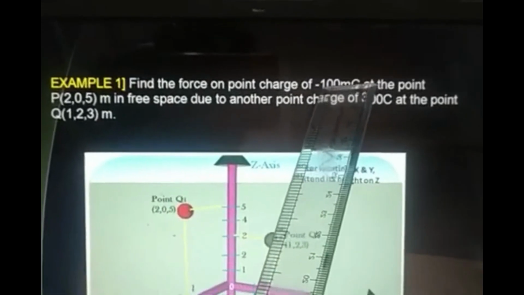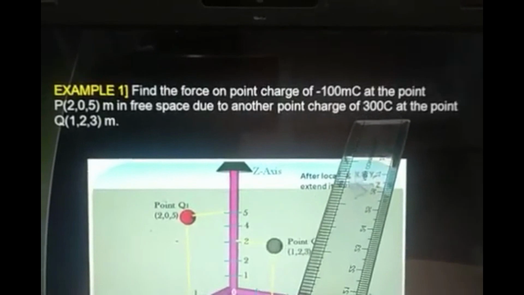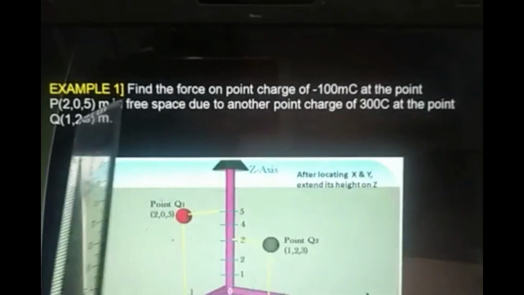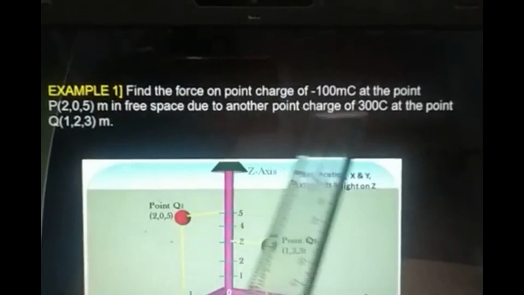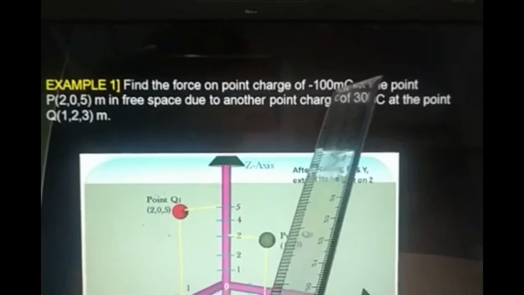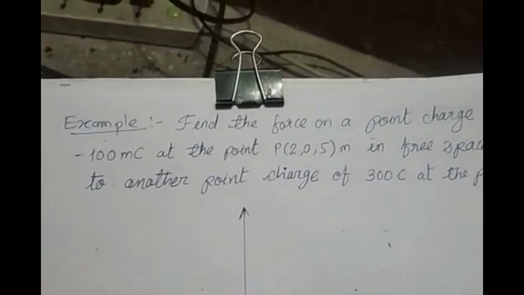So say this is point P charge, and due to whom, another point charge of 300 coulomb is present at some Q position. So due to Q, that means Q is applying force on P. So let us note down this example here. I will pause and note it down.